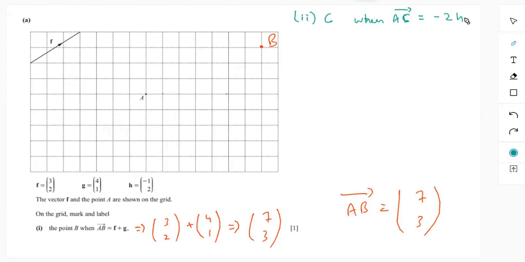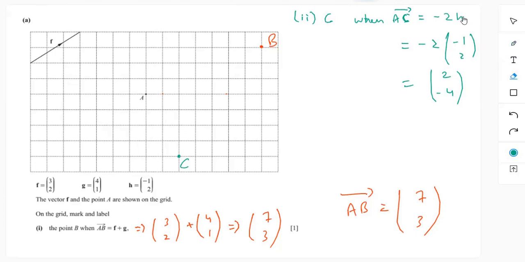Okay, let's find AC. AC क्या होएगा? -2 multiplied by H. H is (-1, 2). ठीक है? What do you get from that? You get 2 and -4. इसका क्या मतलब? A से start करके you have to go 2 units right. X component 2 है, you go 2 units right, and then you go 4 units down. So reach this point here. That's the point C. ये आपका point C है.